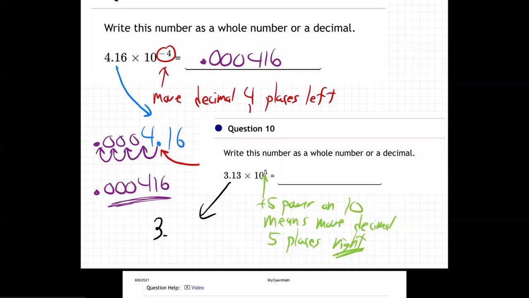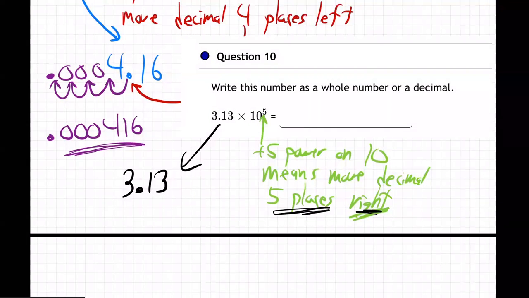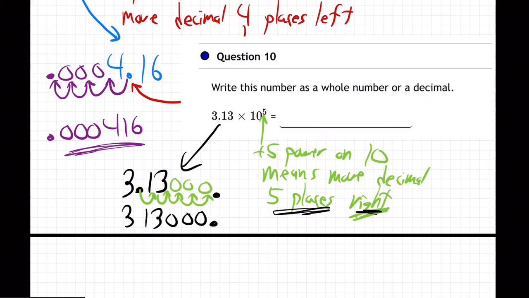So I take the 3.13, and I'm going to go 5 places to the right. Well, how do you do that? How do you do 5 places to the right? Well, you go once, twice, and you're to the edge of the number. 3, 4, 5. They're going to bring in zeros. Whenever you go beyond the edge, you bring in zeros. So the decimal ends up right there. So it's 313,000, decimal right there. So that's your answer. 313,000.